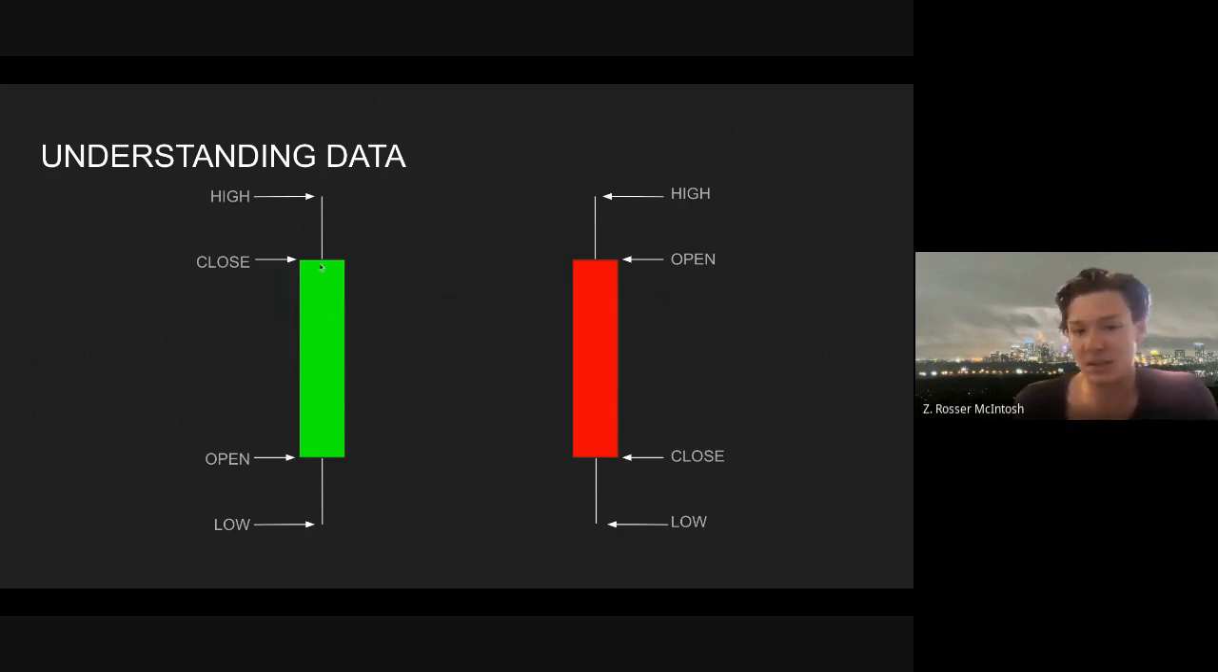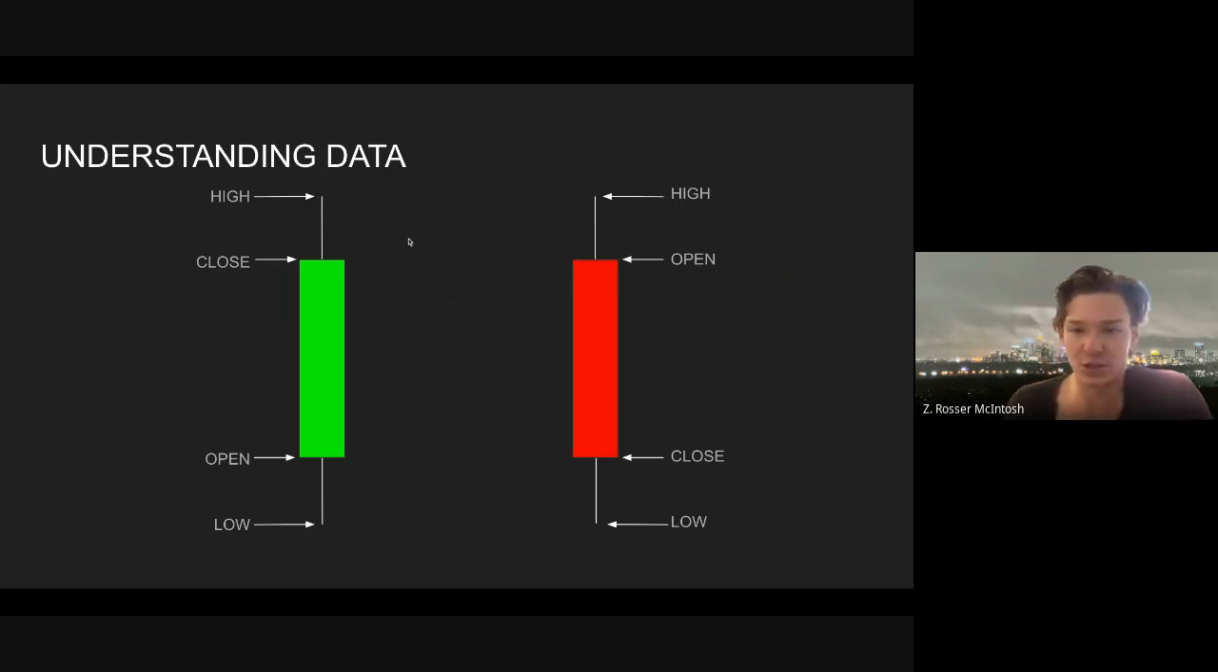But what it means is, let's just say, for example, that this is a 1 hour candle. So we're going into 3 to 4 p.m. What that means is that at 3 p.m., price was here. And at 4 p.m., price was here at the close of this candle. And during that period between 3 and 4, price reached a low here and a high up here.